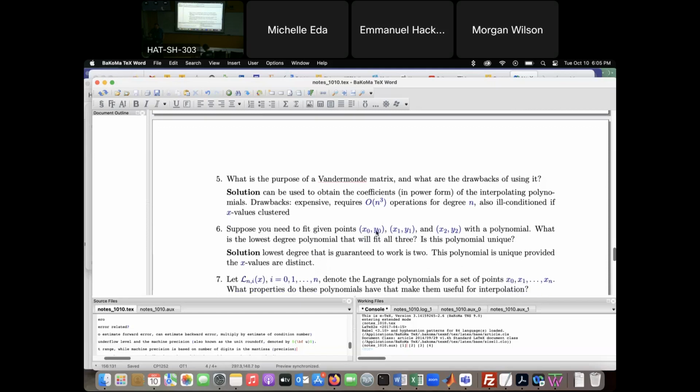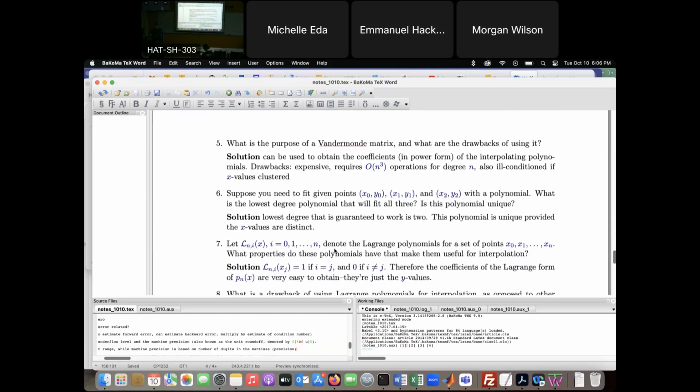You could come up with a higher degree polynomial that will also pass through the points, but then you lose uniqueness, because you have some degrees of freedom that you haven't used. If you have these Lagrange polynomials, what properties do they have? The main one of interest is that it equals one at one of your interpolation points, and zero otherwise, which makes it really easy to compute the coefficients. So it's trivial to compute the coefficients of the interpolated polynomial in Lagrange form, because they're just y values.